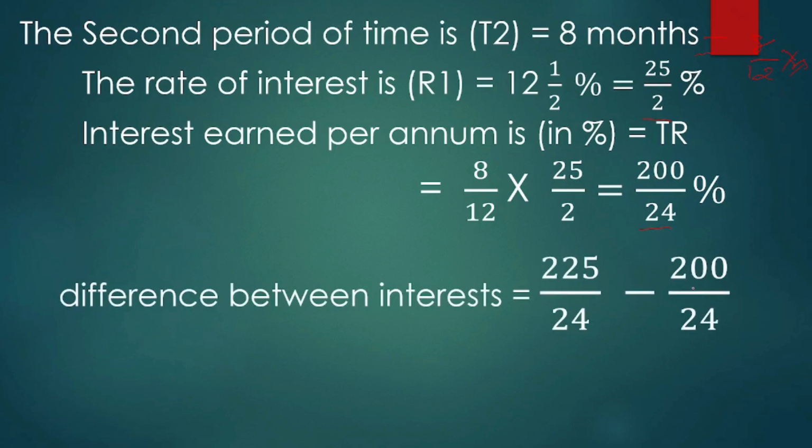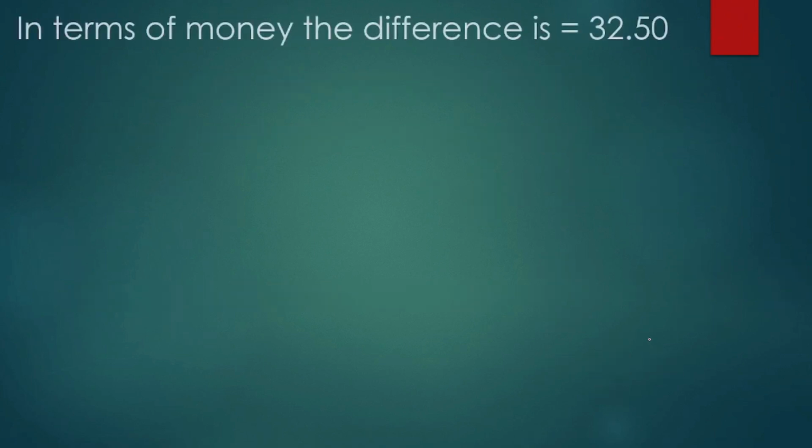So the difference between these two interests is 225 by 24 minus 200 by 24. So the difference is 25 by 24%. In terms of money, if you observe, it is 32.5, so 32 and a half rupees. So 25 by 24% equals 32.50 paise. So 1% is 32.50 by 25 by 24.